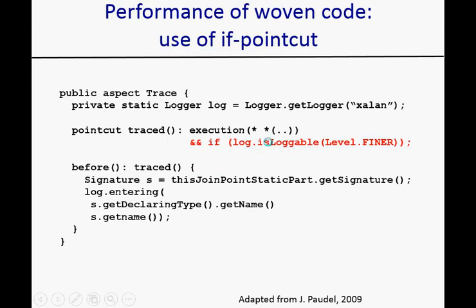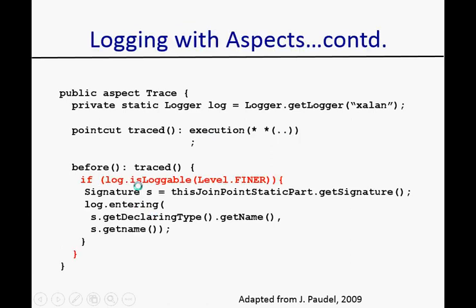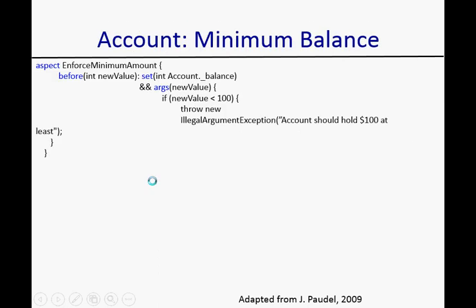Is this loggable? Is a finer grain being logged? That can be checked in the point cut itself, rather than weaving it in and checking every time we undergo an execution.